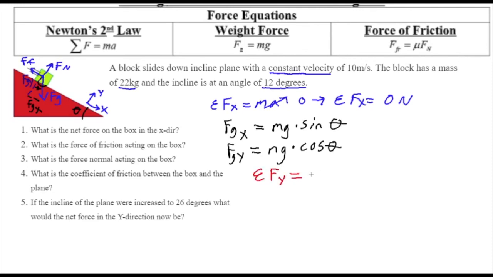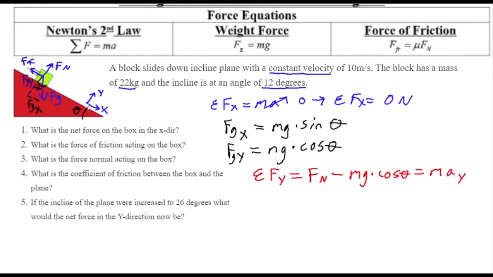And we know that net force in the y is going to be equal to the forces that point in the positive direction, force normal, minus the forces that point in the negative direction. And that would be force gravity y, which we said is just mass times gravity times cosine theta. All of this is equal to mass times acceleration in the y direction.